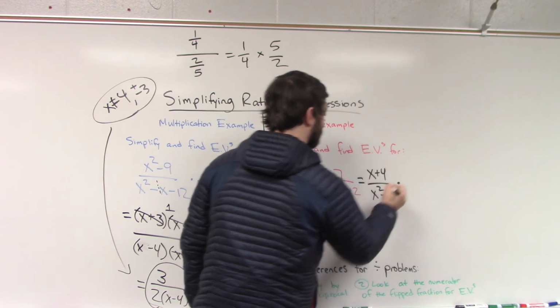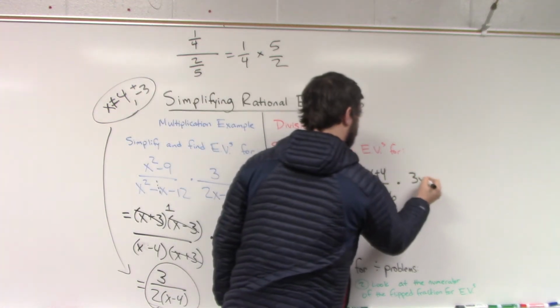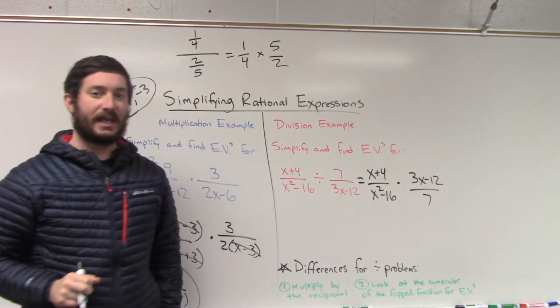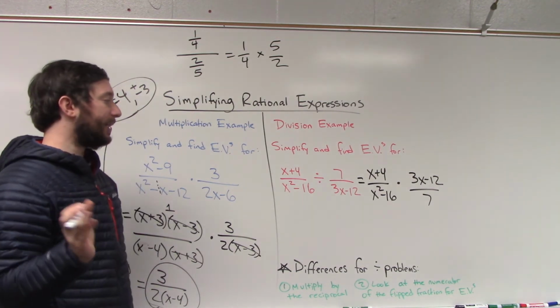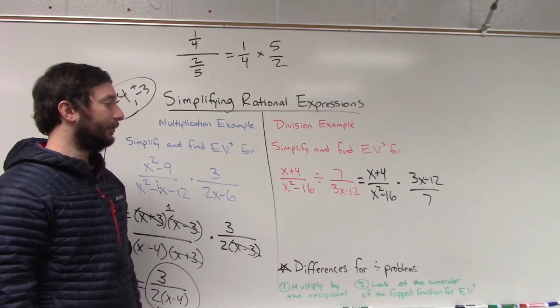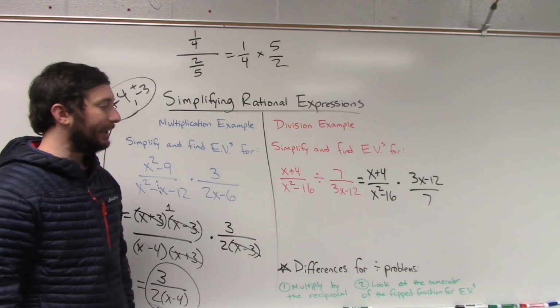The right one, because we're now multiplying, will flip. 3x minus 12 moves to the top, 7 to the bottom. Everything else, for most of the problem anyway, will stay the same. Okay, we're still going to factor if we can. We're still going to look for excluded values. We're still going to simplify by canceling.